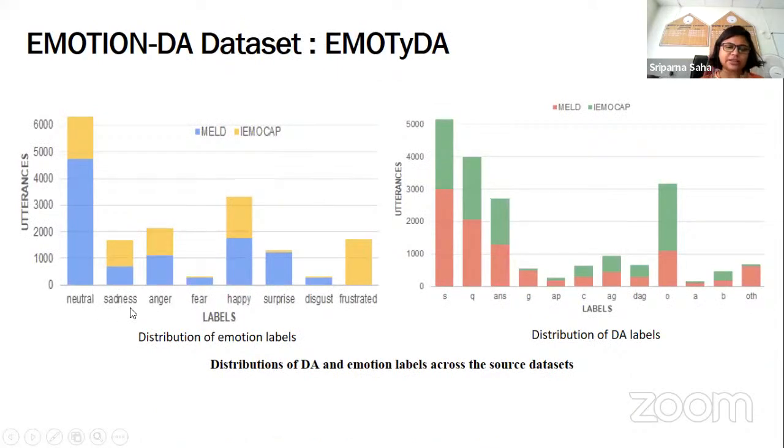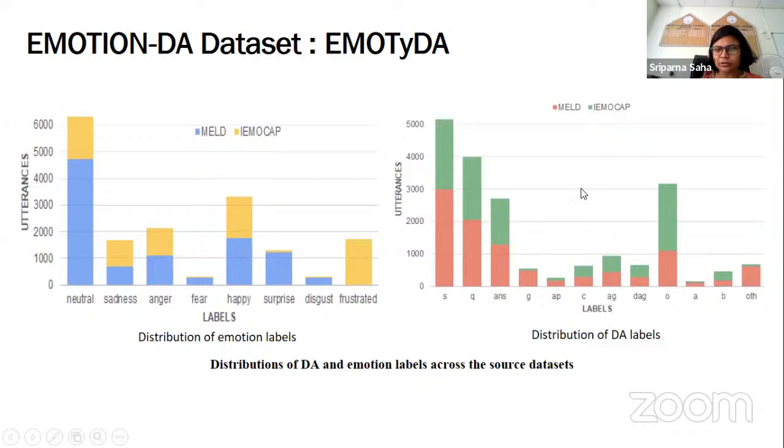We have neutral, sadness, anger, fear, happy, surprise, disgust, and frustrated. Frustrated is only present in IEMOCAP, not in MELD. Disgust is mostly present in MELD, not in IEMOCAP. Surprise is also present in MELD, not in IEMOCAP. But anger is equally present. Fear is again present in MELD, not in IEMOCAP. Happy is equally present. Sadness is mostly present in IEMOCAP. So this is the distribution of different labels in these two datasets.